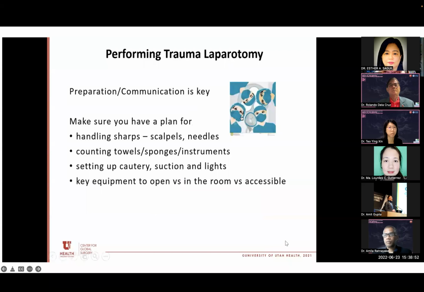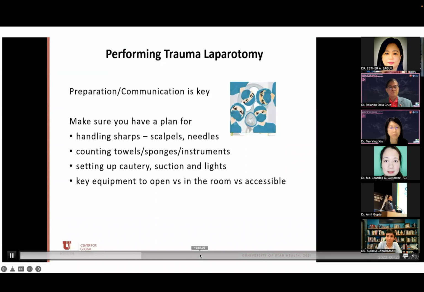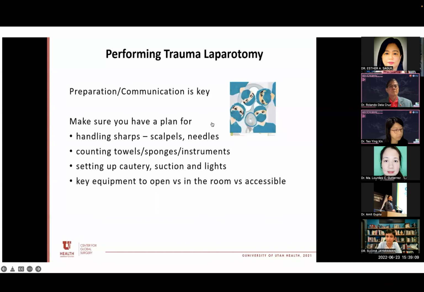So before you start your laparotomy, you need to get the room ready. You need that preparation and communication. You need to make sure you have a plan for how you're going to handle sharps, which are scalpels and needles, with your assistants. You need to make sure that the staff in the room can help you with counting towels, sponges, and instruments, and that you get cautery, suction, lights, everything optimally set up.